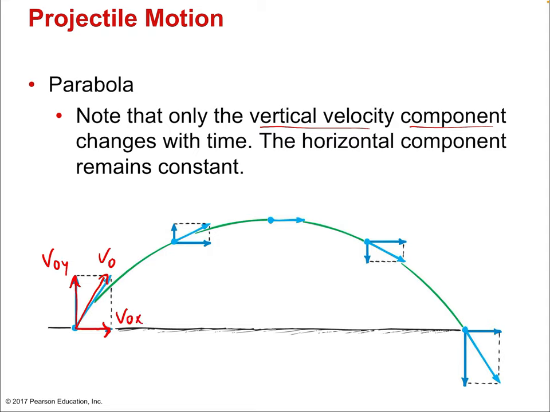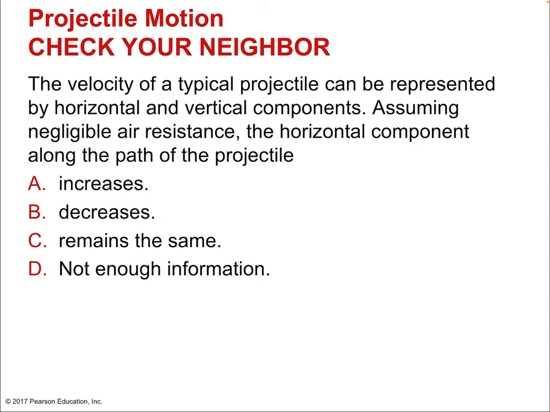Okay, well, that X component never changes. It's the same every time because there's no acceleration. There's no force in the horizontal direction. That Y component, however, gets smaller because there's a downward force slowing it down. It's momentarily at rest, so there is no vertical velocity at the top of the arc. And then it starts actually growing as it falls back down, all right, until it reaches the same length but opposite direction when it hits the ground if it's level ground, okay? So the velocity of a typical projectile can be represented by horizontal and vertical components.